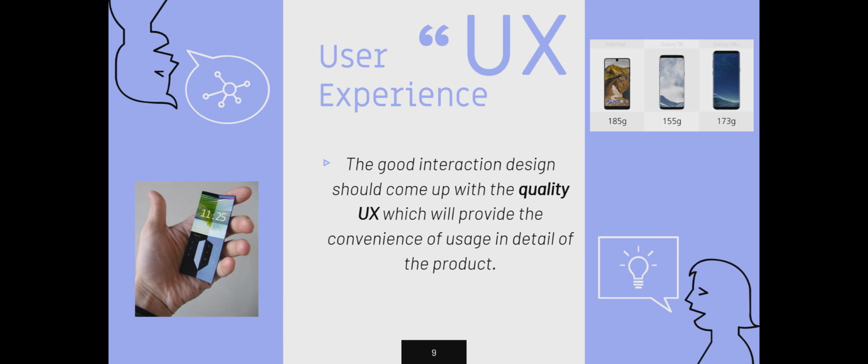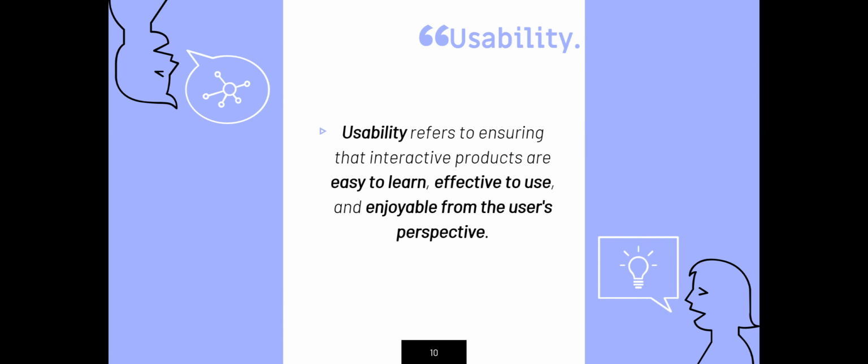The second keyword is usability. Usability refers to ensuring that interactive products are easy to learn, effective to use, and enjoyable from the user perspective. Usability involves optimizing the interaction people have with interactive products to enable them to carry out their activities at work, at school, and in their everyday lives. More specifically, usability is broken down into the following goals.